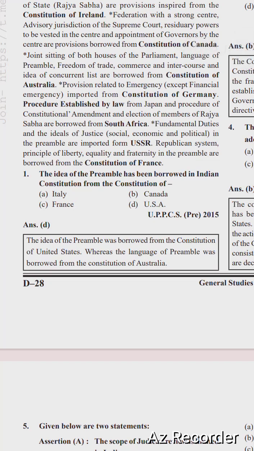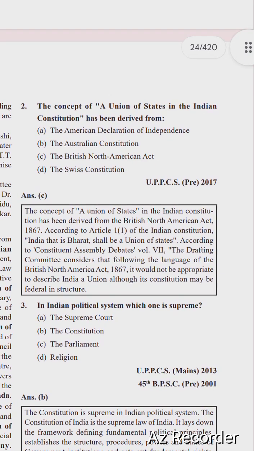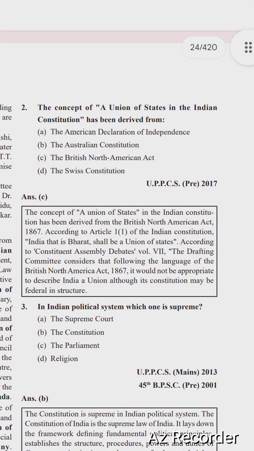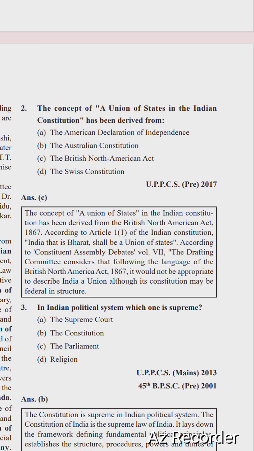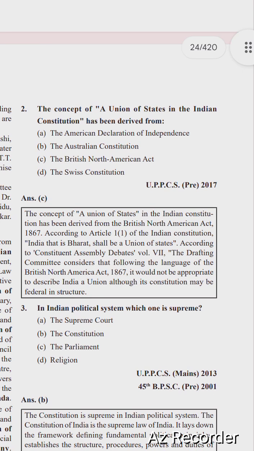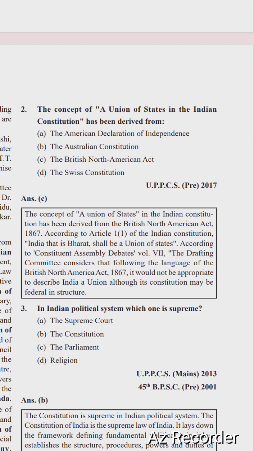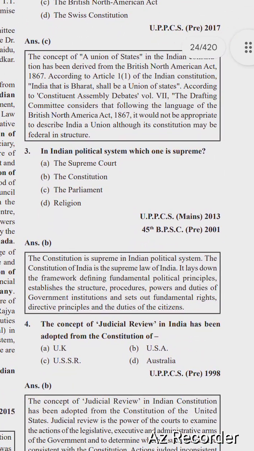The idea of preamble is borrowed from the USA Constitution. Next question: the concept of a union of states in the Indian Constitution has been derived from which of the options: the American Declaration of Independence, the Australian Constitution, the British North America Act, and the Swiss Constitution. The right option is option C, the British North America Act.